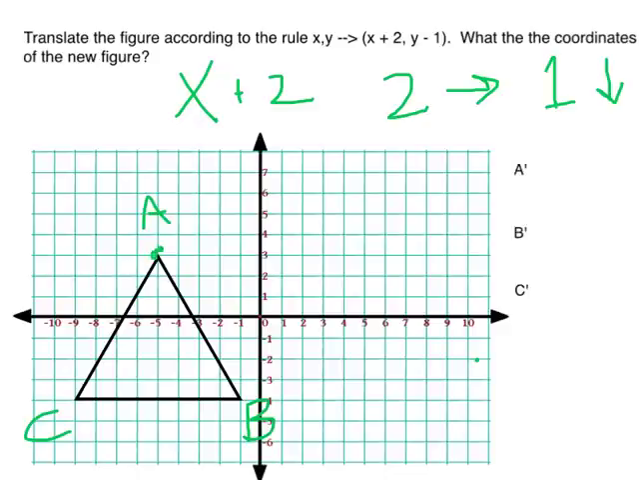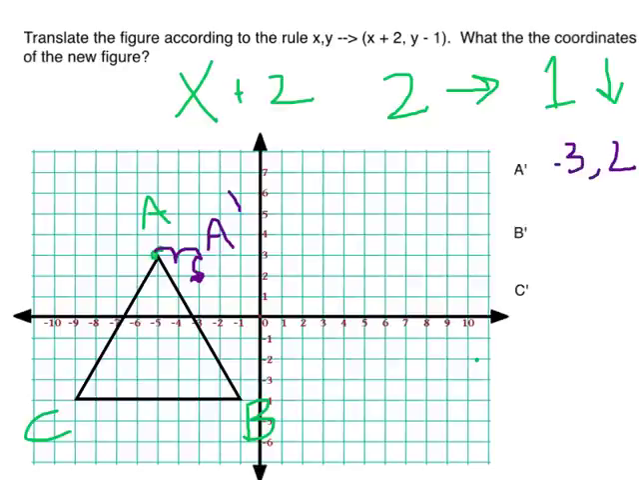Let's go ahead and do that. I'm going to put my pen on point A and move 2 steps to the right, 1 step down, and drop off my new point. This becomes A prime, and its coordinate is (-3, 2).